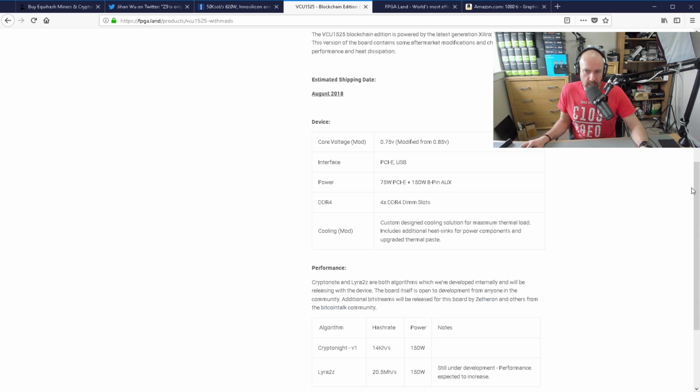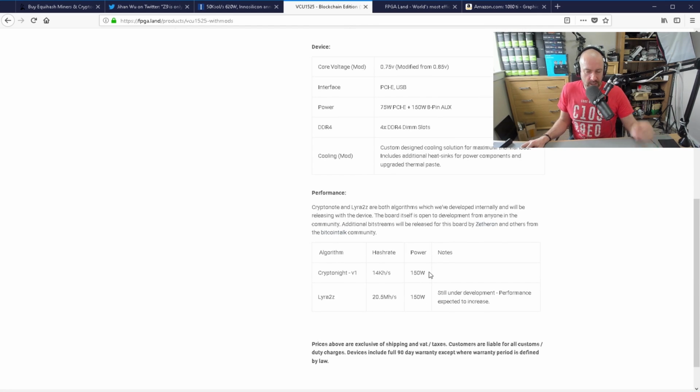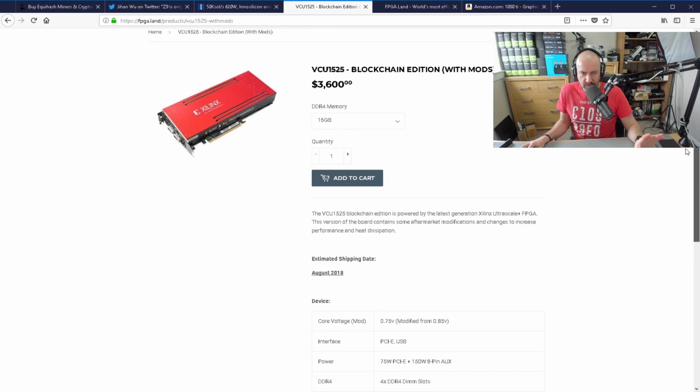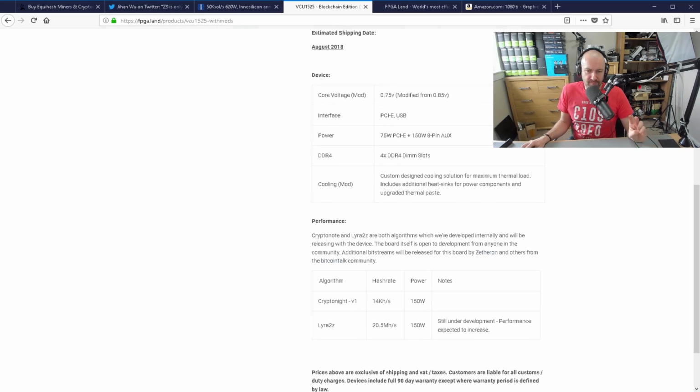Now, let's say 150 watts. Now, as far as what this can do, it can do Cryptonight 14 kilohash. And it can do Lyra2z at 20.5 megahash. Now, here's the thing. I don't think this is a fantastic buy, in my opinion. I've mined Cryptonight once or twice, but I can't remember the hash rates for all my cards.